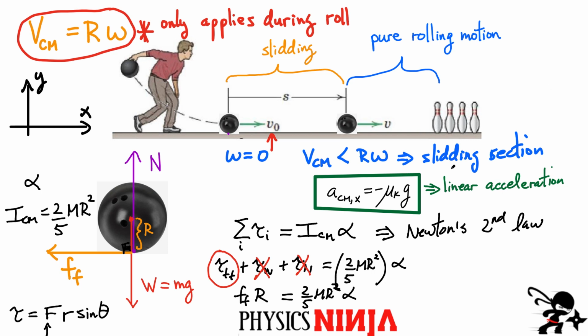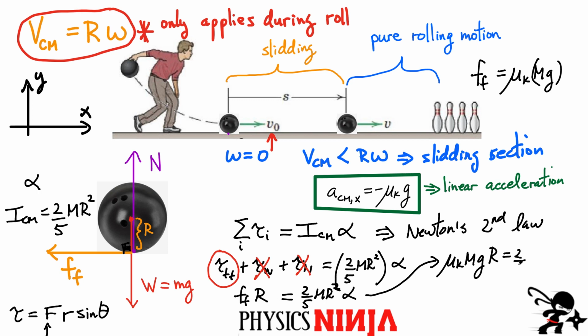All right, we can simplify this a little bit. I know from the previous problem that the force of friction for this problem is always equal to the coefficient of kinetic friction multiplied by the mass of the ball times little g. If you substitute that in and do a little more algebra, we get the coefficient of kinetic friction multiplied by the mass multiplied by little g, and we still have a radius over here. This equals 2/5 mr squared multiplied by the angular acceleration.